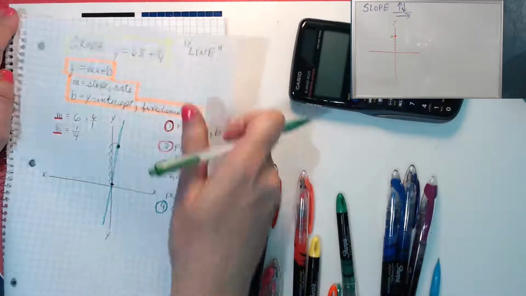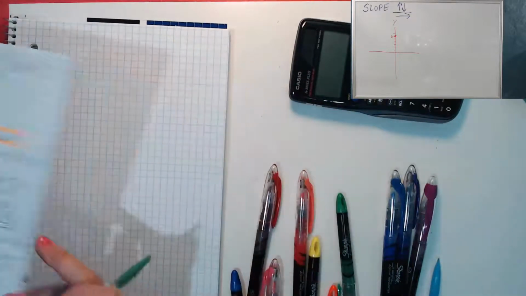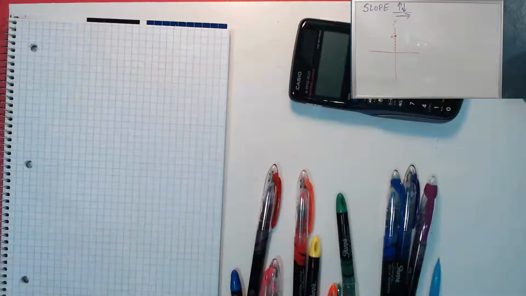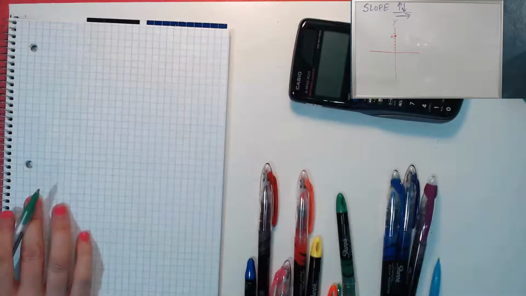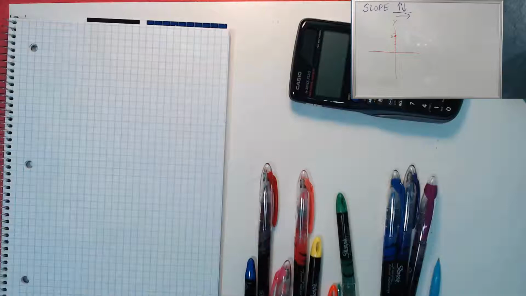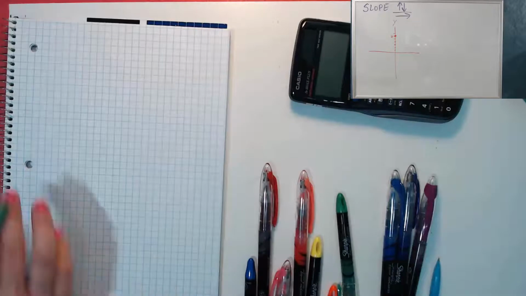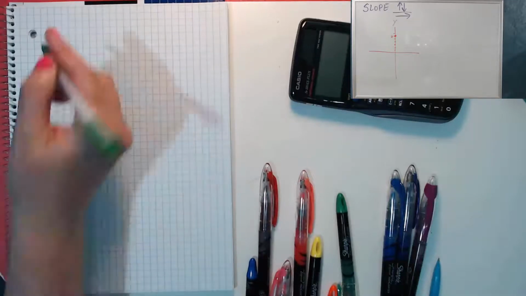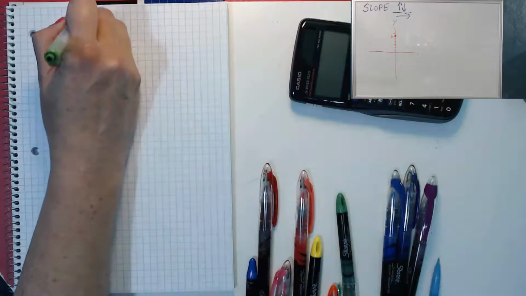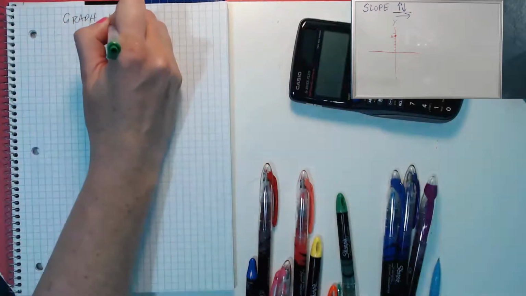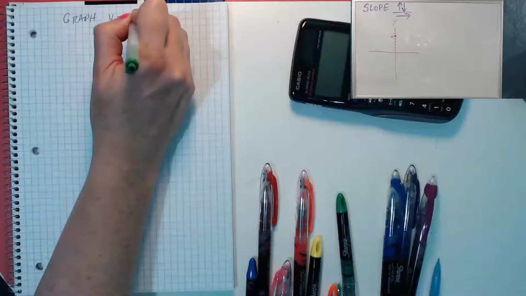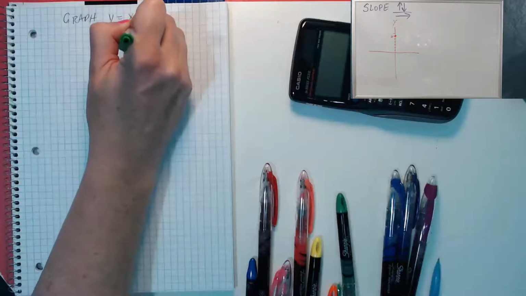Let's do the next one. We're going to follow the same format. Do some good graphing practice. Graph y equals, now notice this is x over 4.